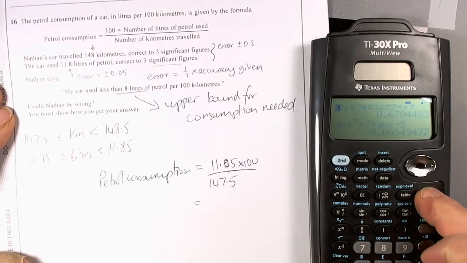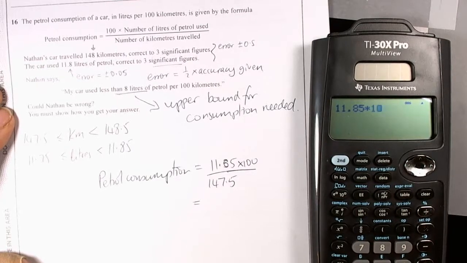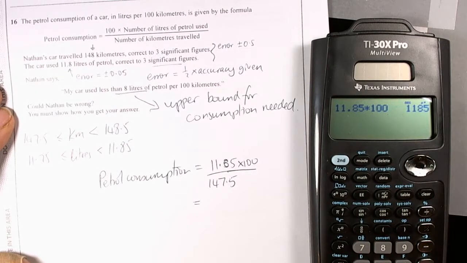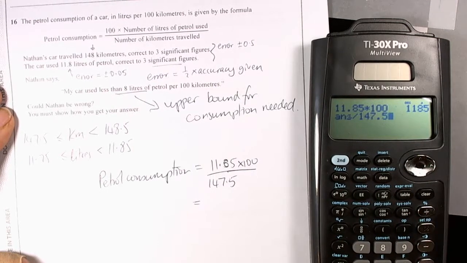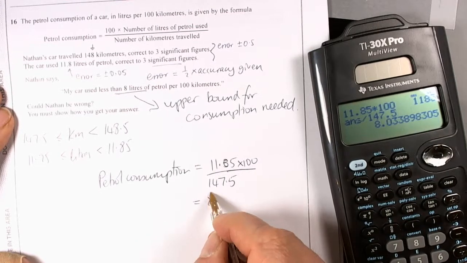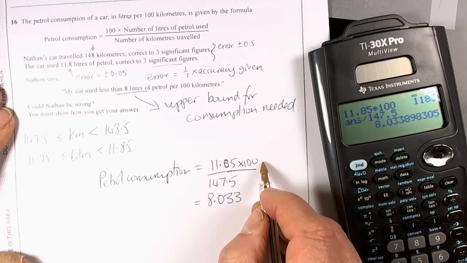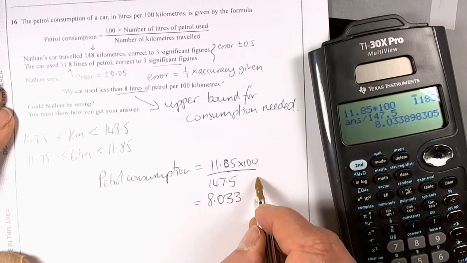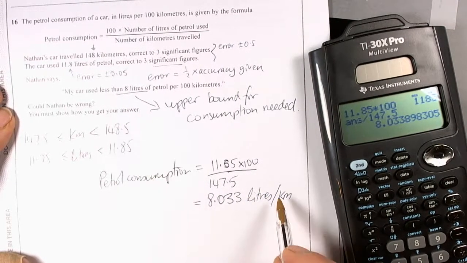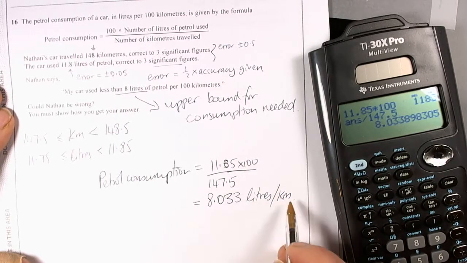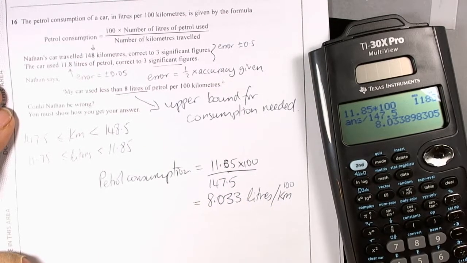Then we put that in our calculator, so clear everything: 11.85 times 100 equals, and then take the answer and divide it by 147.5 equals. So we get an answer of 8.033. Now remember the units of this: it was litres per kilometre. Because we're times by 100, it's per 100 kilometres. Okay, so litres per 100 kilometres.